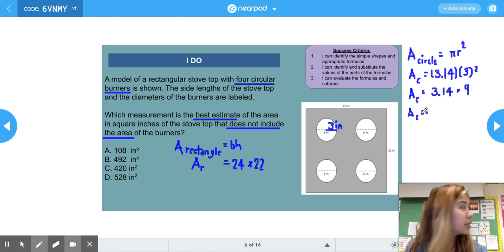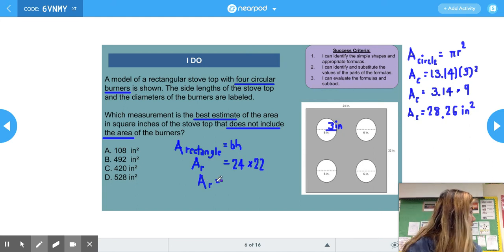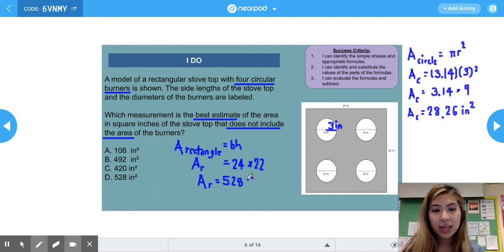And that is 28.26. And our unit of measurement in this problem is inches squared. And then when we do 22 times 24, we get 528. Our unit again is inches squared.